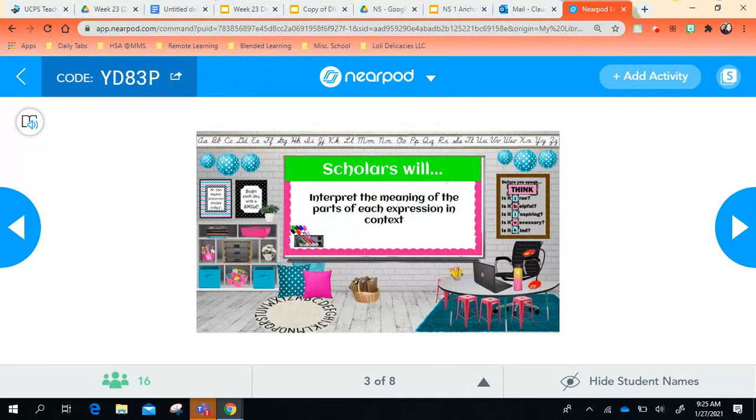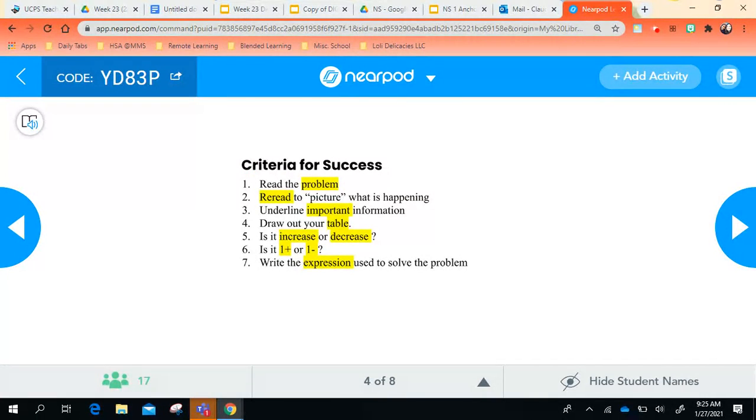Okay, last day of interpreting the meaning of parts of each expression in context. So criteria for success. At this point, everyone should have this in their notebook, whether it was Monday, Tuesday, or today. Our criteria is the following. Read the problem, reread to picture what is happening, underline important information, and all three of those steps are the steps that we normally take when we do word problems anyway. So those we already are used to doing.